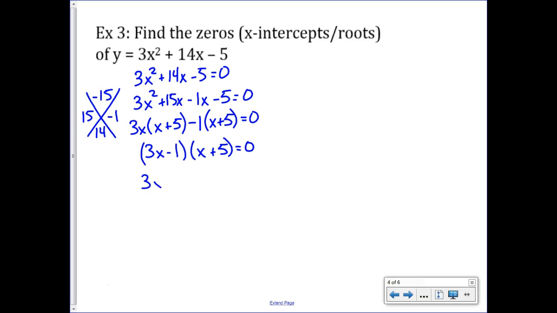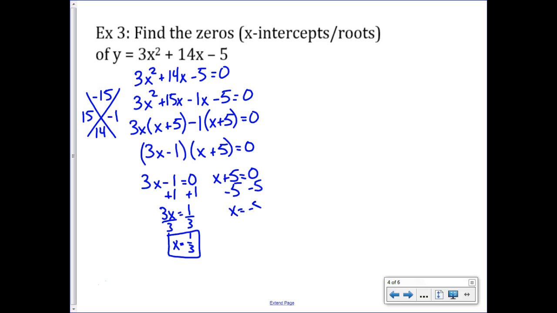So set them each equal to 0. I'm going to add 1 to both sides on the first one. So I get 3x equals 1, divided by 3. So x is 1/3. If you're able to do this in your head and don't have to write them out, I'm okay with that too on this step. So x equals negative 5.